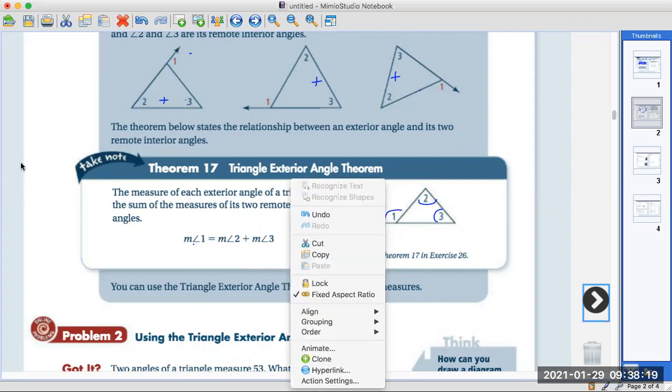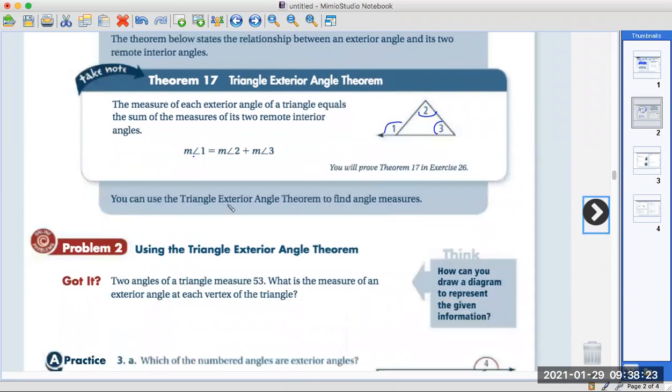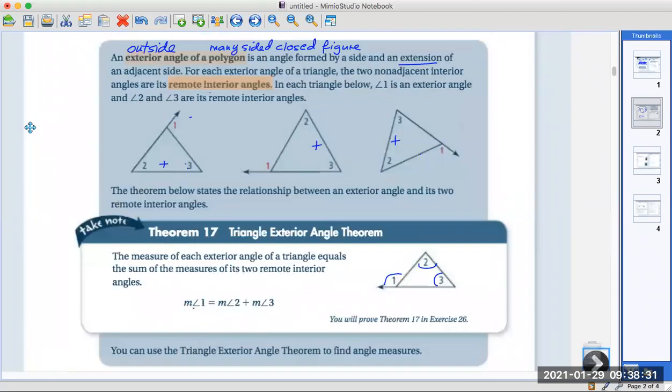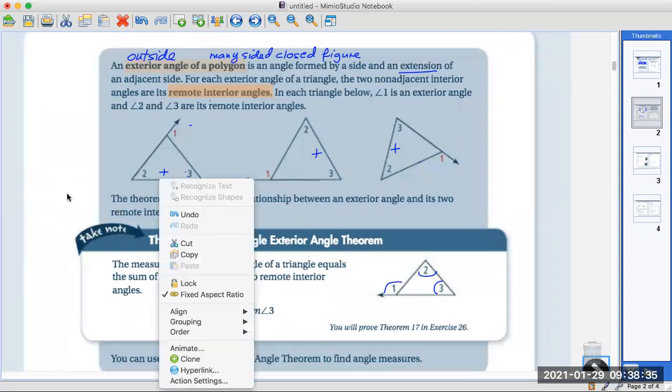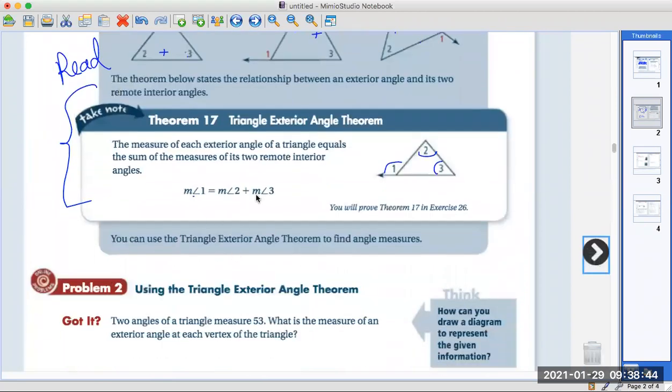Okay, we're not proving the theorem, but we will use the triangle exterior angle theorem to find angle measures. So we will do that. And I want you to make this a highlight or make it somehow stick out. Put a little note that says read, pay attention to this. This is where you can remember the information.